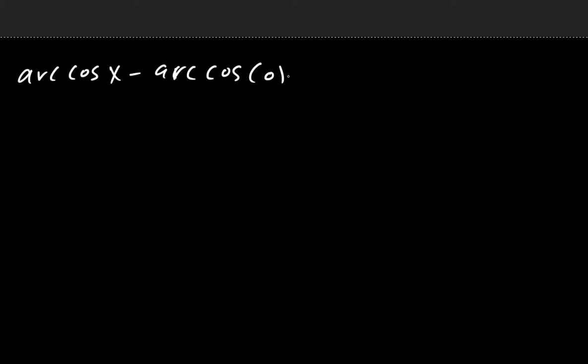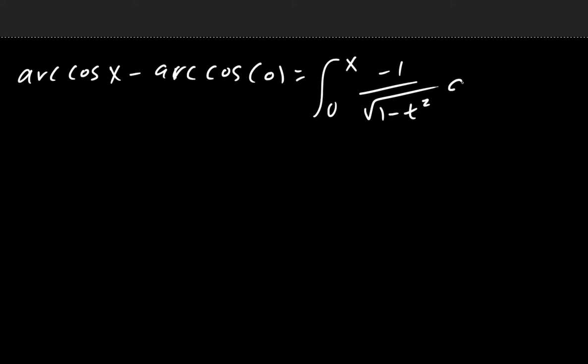So this is part B. It says arc cosine of x minus arc cosine of 0 is equal to the integral from 0 to x of negative 1 over square root of 1 minus t squared dt. And they want us to find the Maclaurin series for arc cosine and for which x values it's valid.